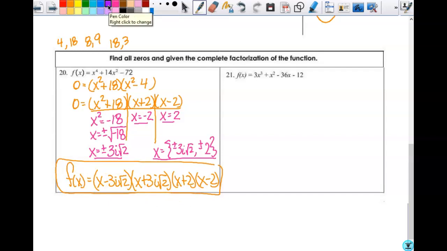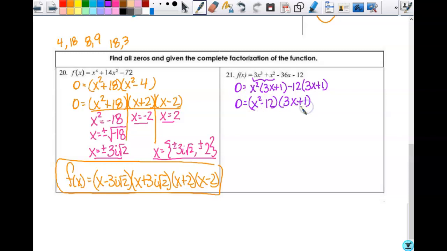Okay, last one. Going to need to factor this. Well, it almost looked like I had a GCF, but that doesn't have a 3 on it, so I can't do that, but I can use some grouping here. So here I can factor out an x squared, leaves me with 3x plus 1. Here I can factor out a negative 12, so then that gives me 3x plus 1. So I get 0 equals x squared minus 12 times 3x plus 1. So that's the best I can do right now with the factoring.